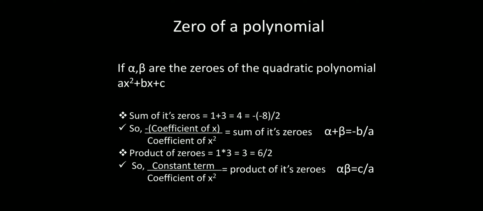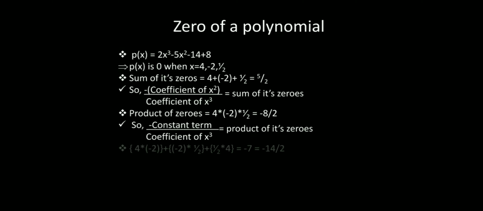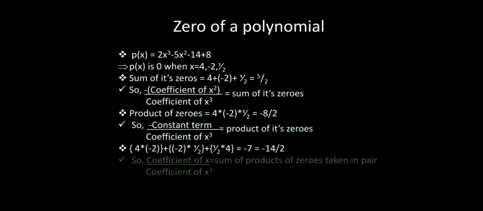Please understand it and remember it. Very important point. Okay. Now let us go to the cubic polynomial. I have solved the polynomial and got 4, minus 2, and half, that means 1 by 2, as the zeros of the polynomial. Since it is a cubic polynomial, we will get 3 numbers as the zeros of the polynomial. In a quadratic polynomial we got 2 numbers.